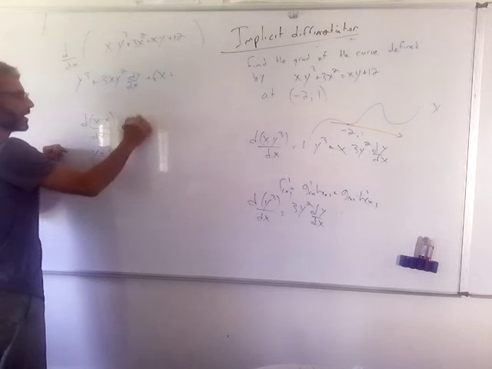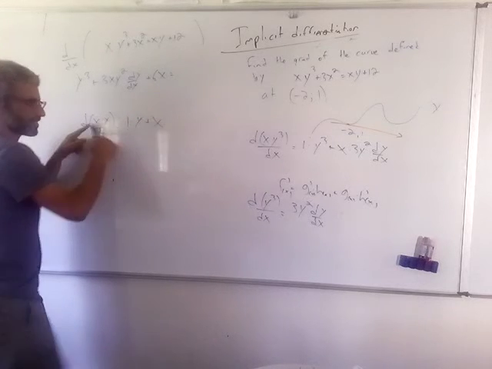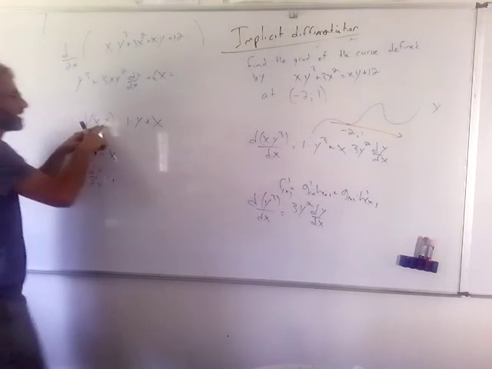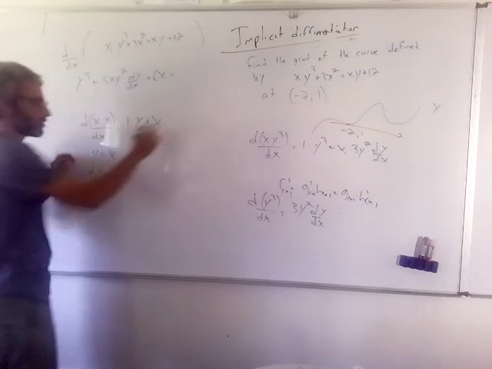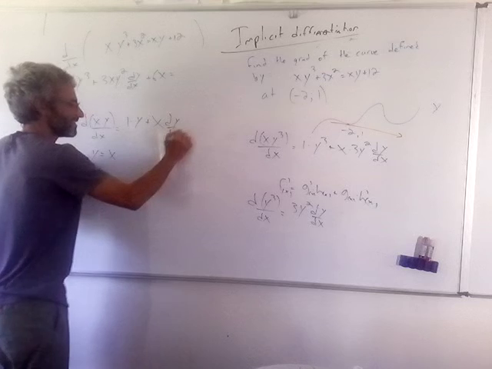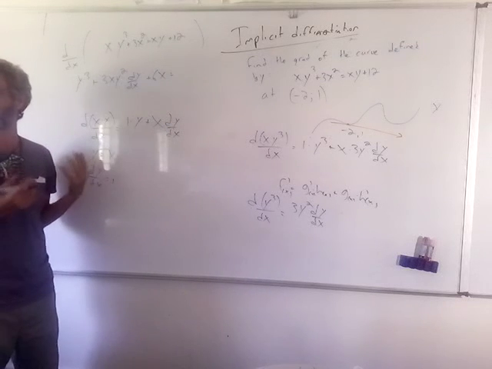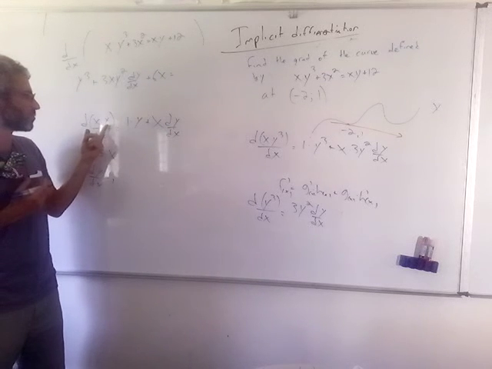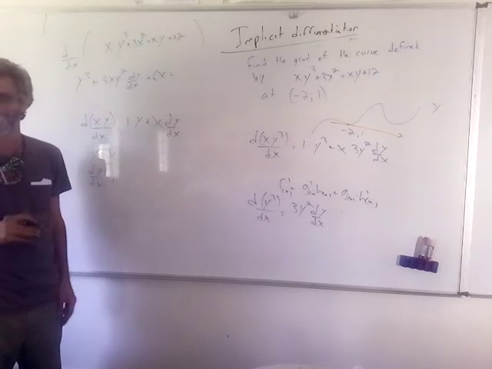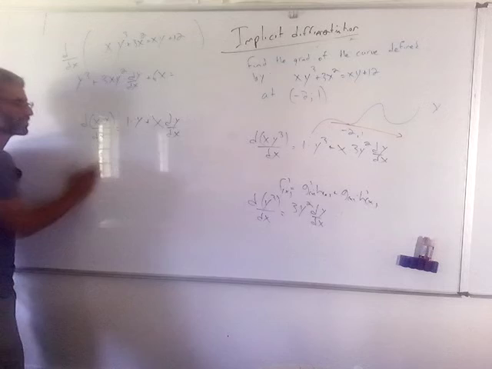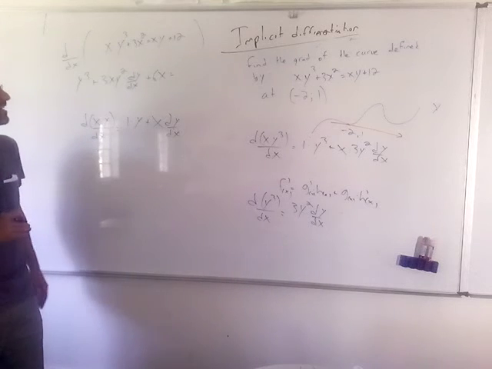1 times y plus x, that's the product rule again, times the derivative of y. What's the derivative of y with respect to x? I don't know what it is, so I'll call it dy to dx. This is what confused you here, guys, because we're trying to find dy to dx, but we don't know what it is, so we just call it dy to dx.